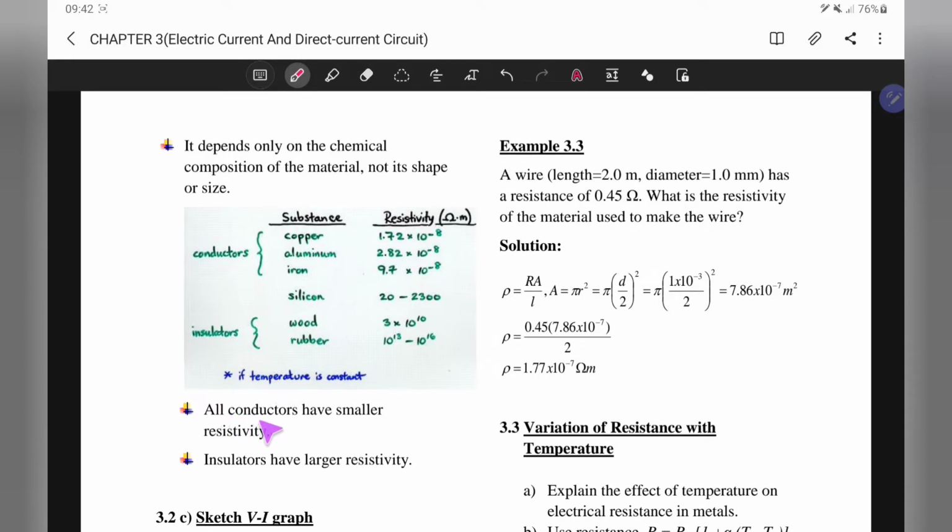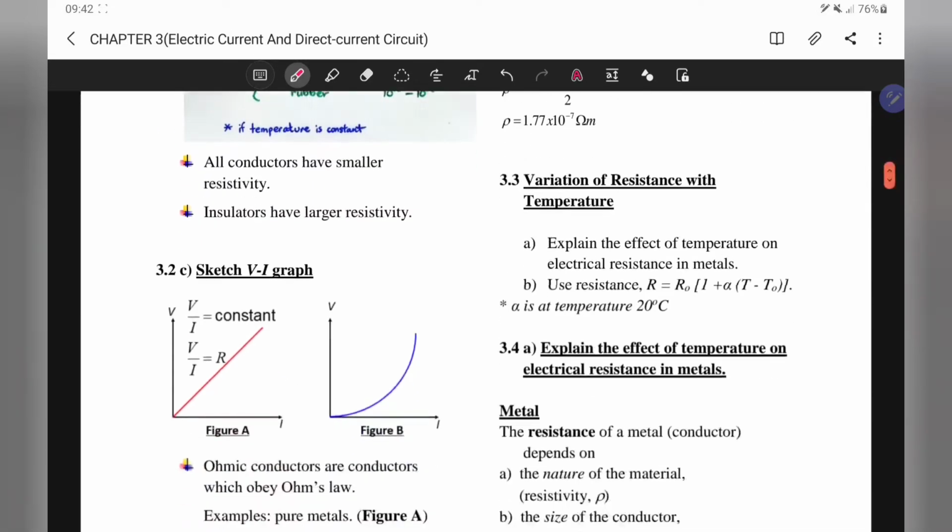Okay, all conductors have smaller resistivity. Of course, because conductors are good metals, isn't it, to conduct current flow. So the resistance should be smaller, then the resistivity is also smaller. But any insulator will have larger resistivity. Why? Because it's very hard for the current to flow through an insulator.